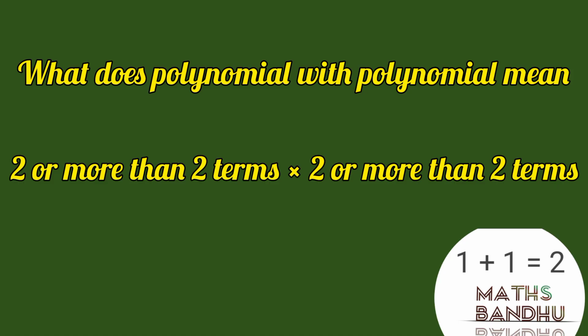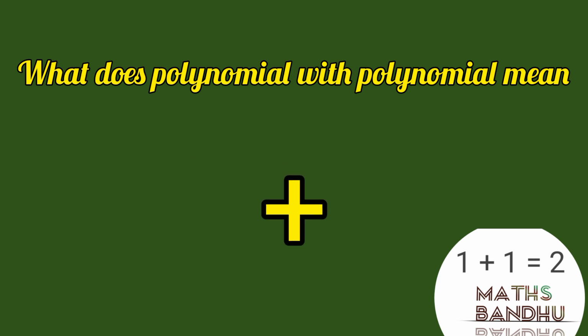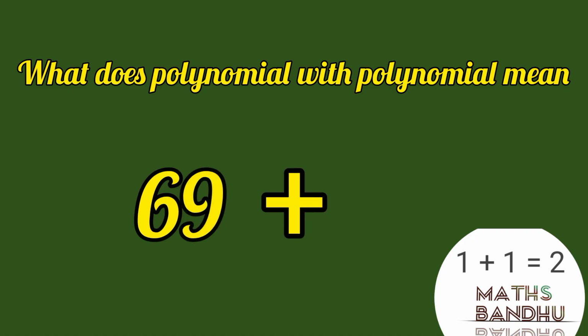But how do we know it's many terms multiplying by many terms? For that you write a plus sign. So let's say you have 69 on one side of the plus sign and x on the other side. That means 69 and x are different terms because they are separated by a plus sign. So basically a plus or a minus sign separates the terms. So in total how many terms do we have? One is 69 and another is x. So it has 2 terms. That means it is a binomial.